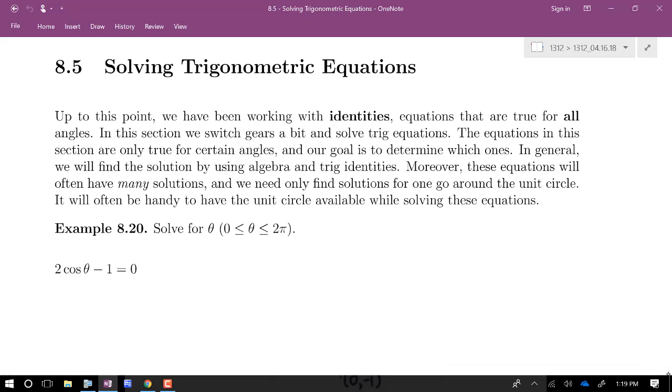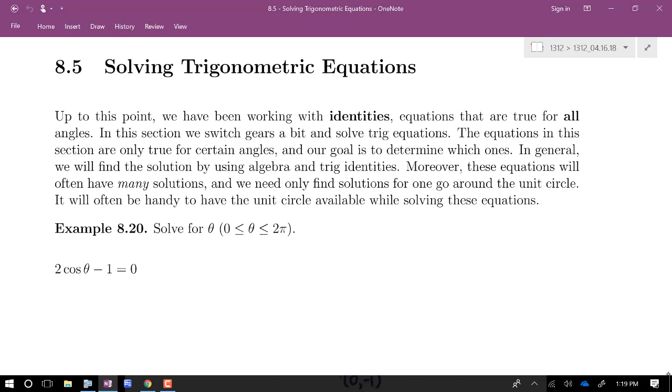So with a trig equation, it's just an equation that involves one or more trig functions, and usually what we're looking for is the argument inside the function. For example, if I want to solve for theta, where theta is between 0 and 2 pi, and theta is the argument inside, I got 2 times cosine theta minus 1 is equal to 0. A couple of things to observe about this right off.